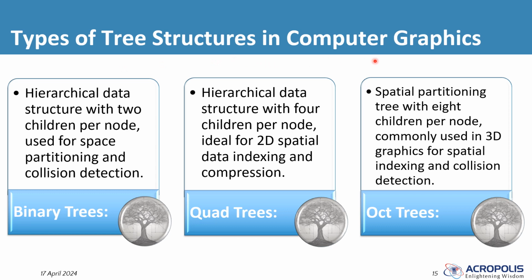Types of tree structure in computer graphics. First is binary tree. It is a hierarchical data structure with two children per node, used for space partitioning and collision detection. Second is quadtree, a hierarchical data structure with four children per node, ideal for 2D spatial data indexing and comparisons. Then the third is octree, a spatial partitioning tree with eight children per node, commonly used in 3D graphics for spatial indexing and collision detection.